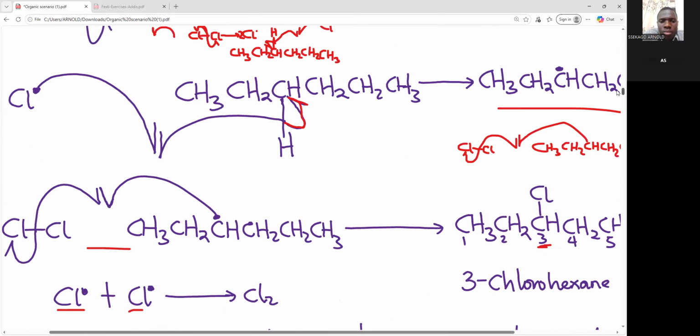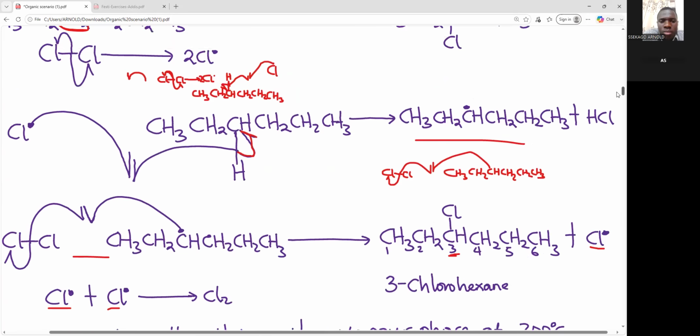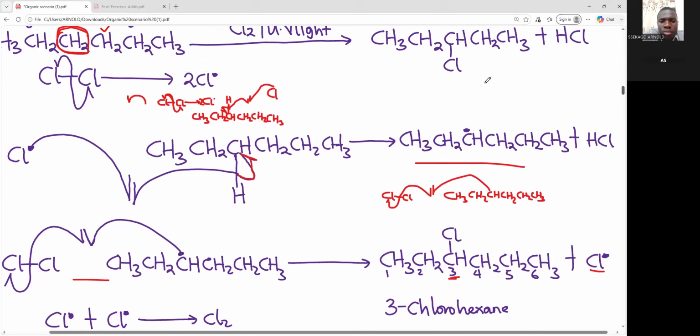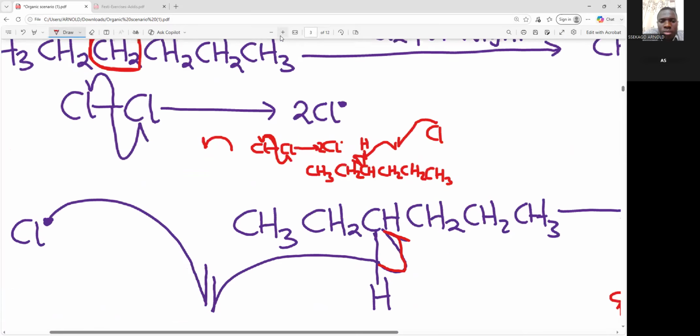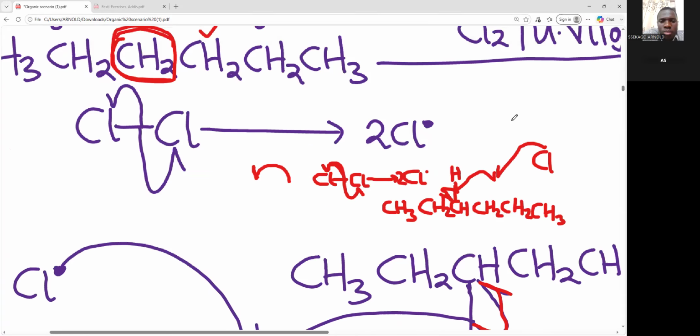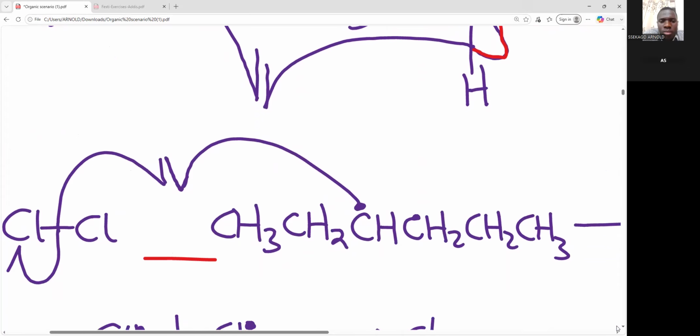Let me try to lower down this font a bit. So that is the first reaction. Then the second reaction, we look at how that compound reacts with nitric acid. We are lucky that one reaction has been explained. For the reaction with nitric acid, I'm going to start in the same way as I started.